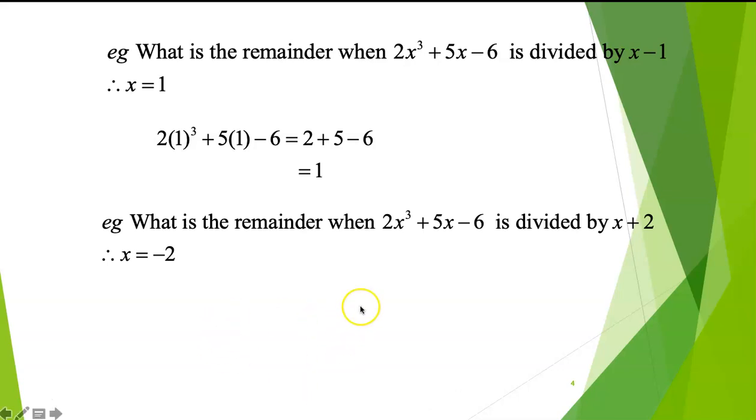Now the next question, if you divide by x plus 2, x equals negative 2 substituted back into the equation, you get negative 32. And you can always check those answers if you do the polynomial long division.